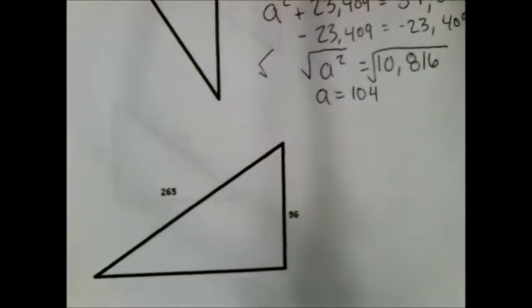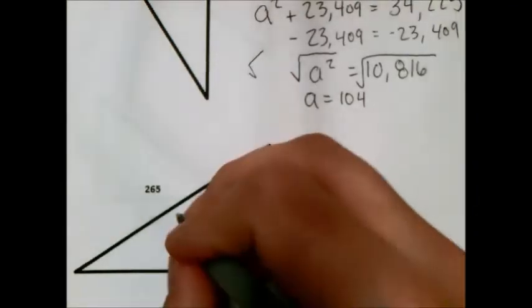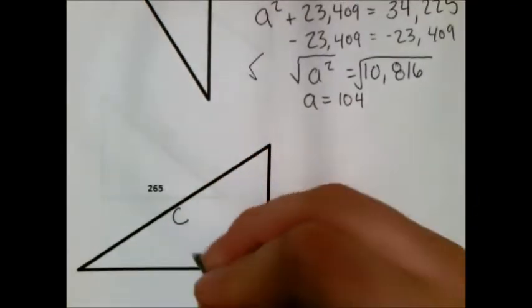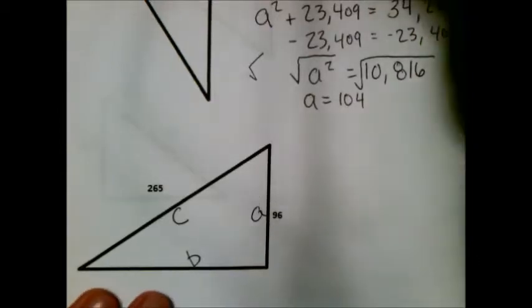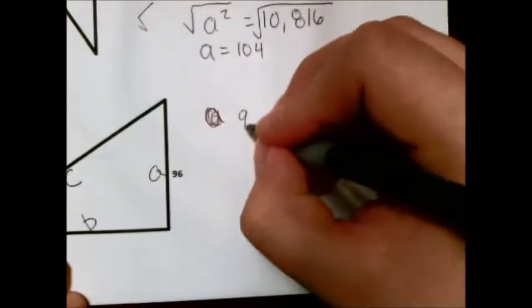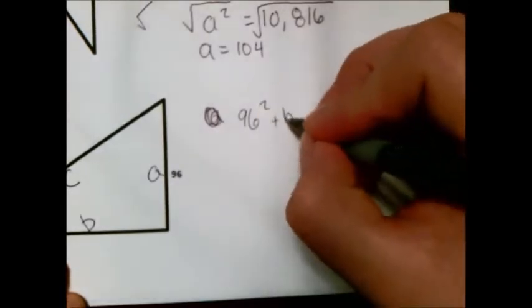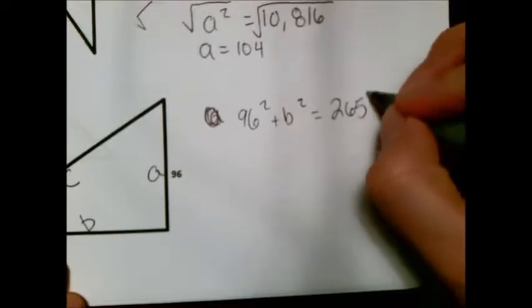Alright, next we have 265, 96, and this blank side over here. Remember, the diagonal is going to be our hypotenuse, meaning our C. Call this our A, we'll call this one our B. So we're missing our B. We're going to do this again over here. So we're going to say A squared, which is 96 squared, plus B squared equals C squared, which is 265 squared.